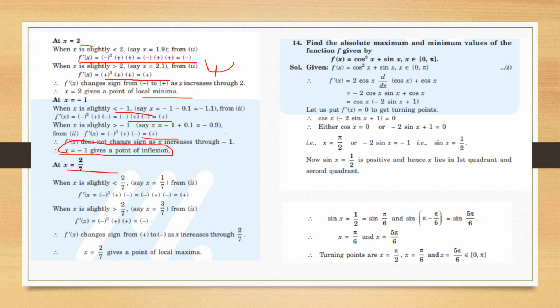And at 2 by 7, for less than 2 by 7, the derivative is positive, for greater it is negative. So from positive to negative, again the case of local maximum.